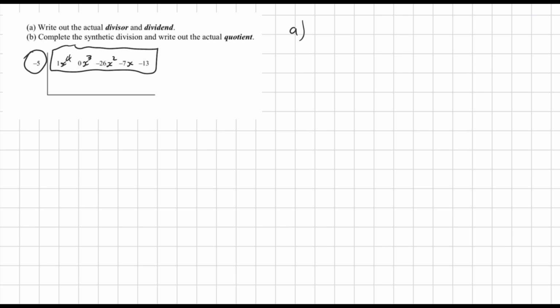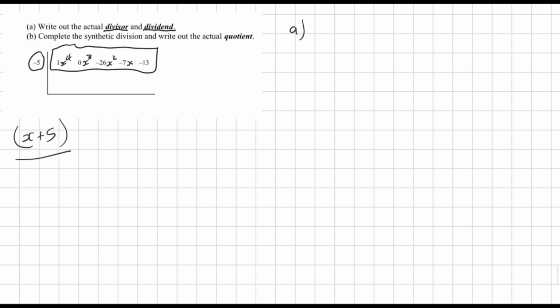And when we have the negative 5 outside, that's what one of the factors is. This one outside is what x equals. So the divisor is going to be x plus 5, because we need what's in here to equal 0, and negative 5 fills in here to equal 0. So that is what our divisor is. The divisor is what is doing the dividing, and the dividend is what's being divided. So our divisor is what's out here, so it would be x plus 5.